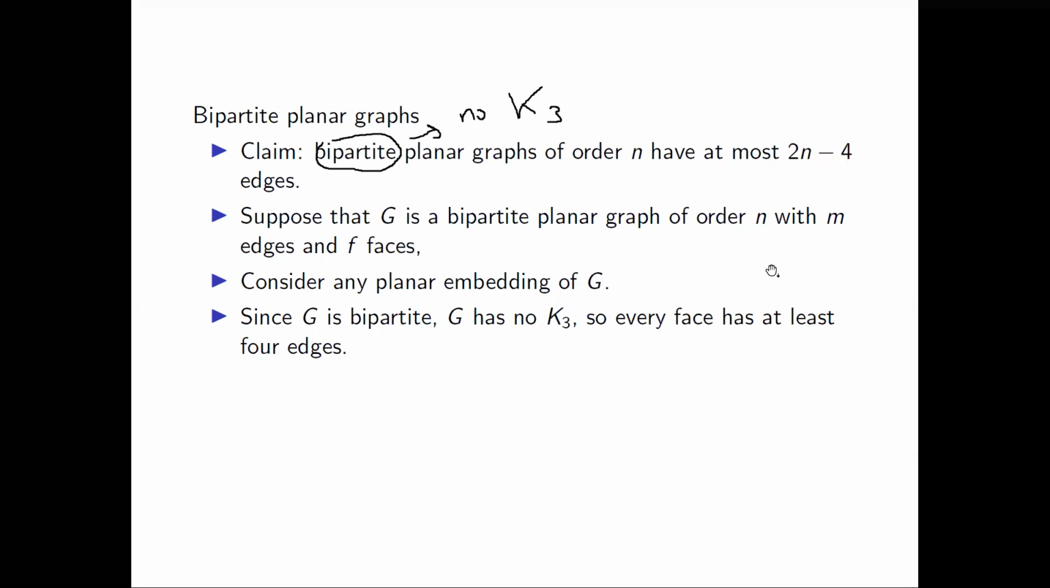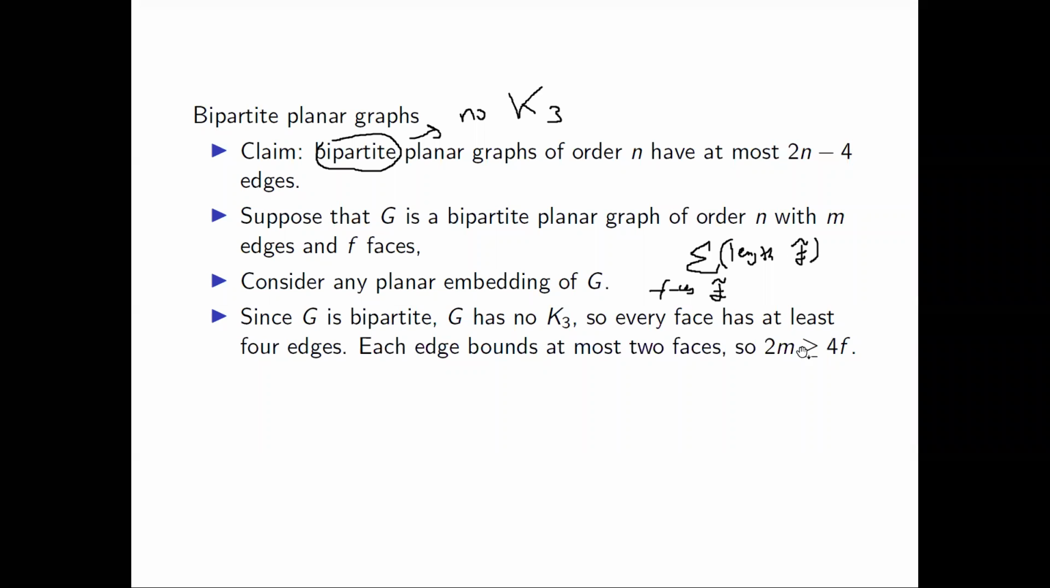So faces in general must have at least 3 edges. But if there's no K3, then every face must have at least 4 edges. So we can look at, again, the same sum that we were looking at with the last one. The sum over the faces f of the length of f, so the number of edges in f. I'll just write it as the length this time. And we can use that sum to get an inequality. So I claim this sum can give us the inequality 2m is greater than or equal to 4f.